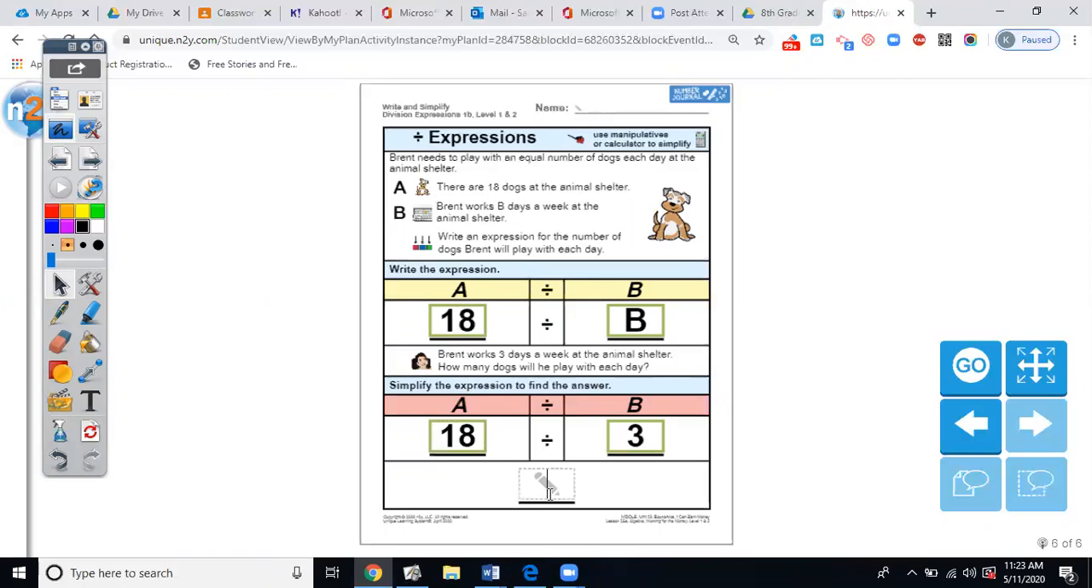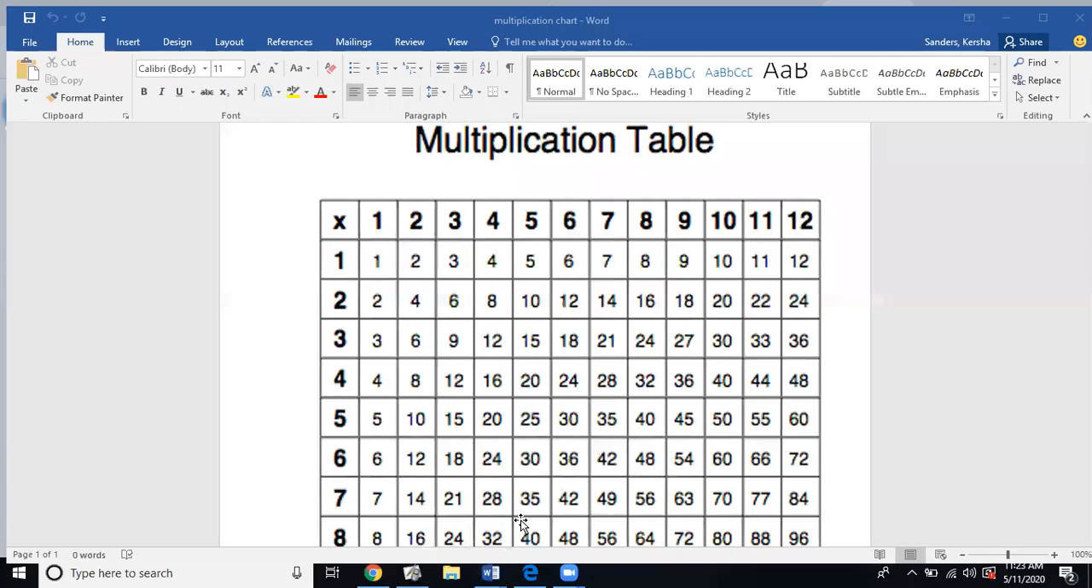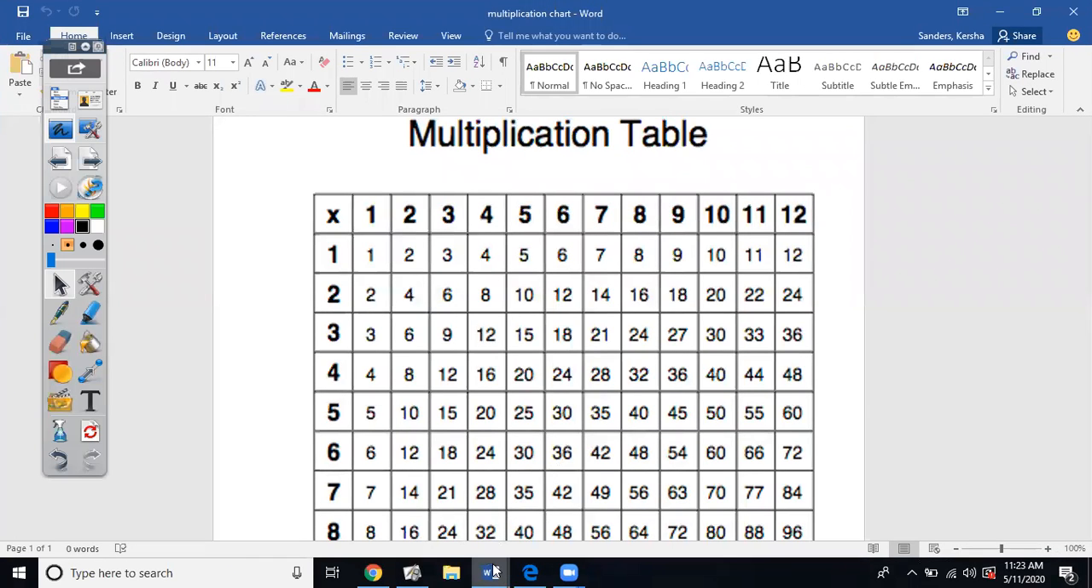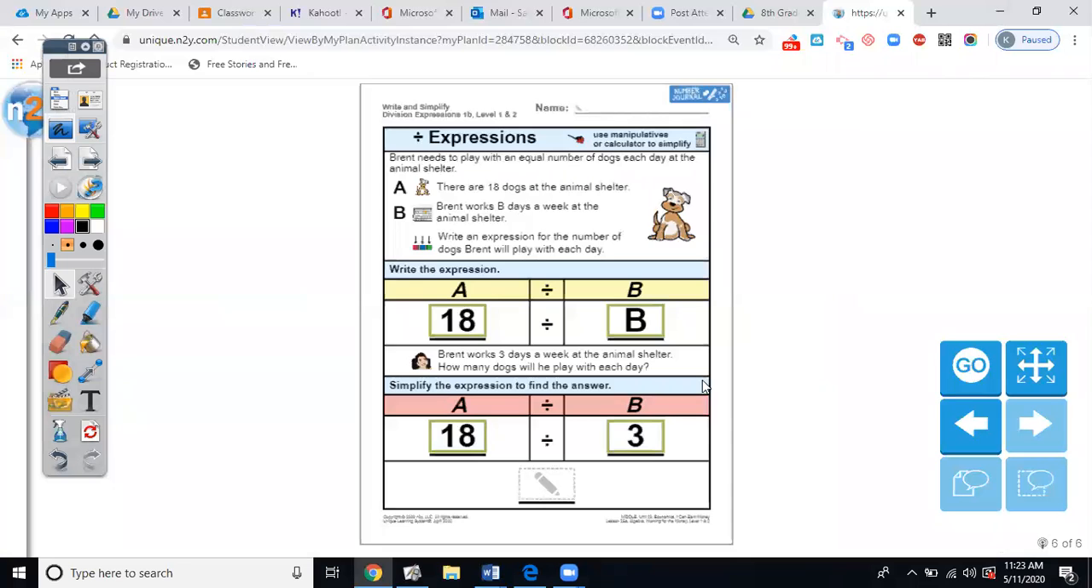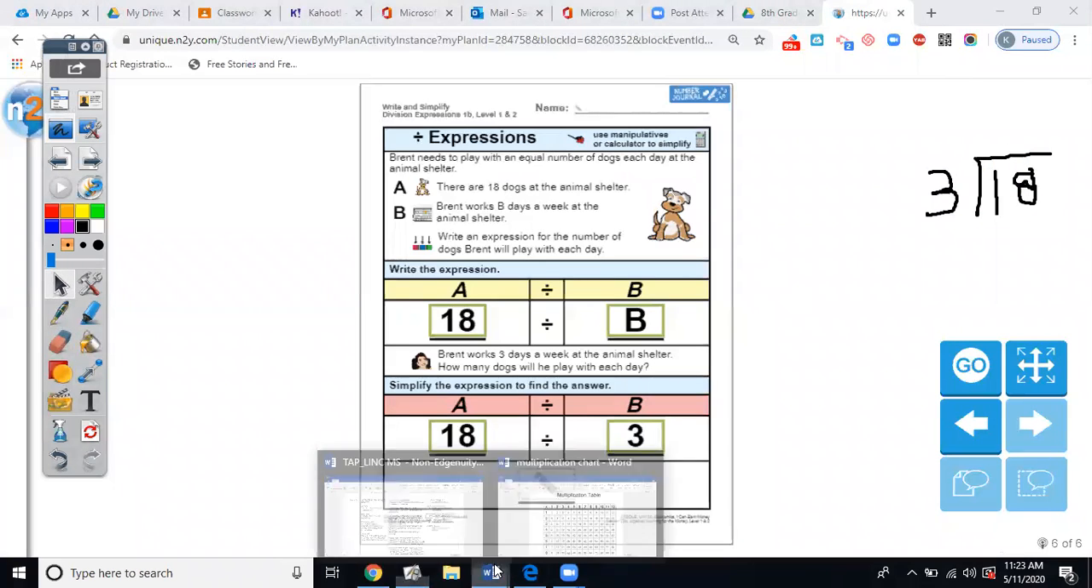is, let's go back to our multiplication chart. Okay, actually, let's go ahead and write it out the way that we usually write it. 18, okay, 18 divided by 3 is what? 3 times what is 18? We'll find out. Pull back up our multiplication chart.